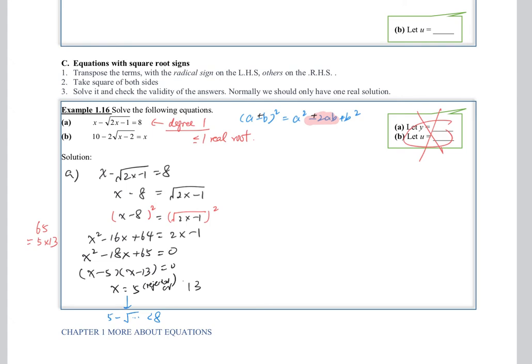And then 13, we have to also substitute on the left hand side. So 13 minus square root of 2 times 13 minus 1, that means 25, equals 8. So it is correct. So it means the answer is 13. So let me tidy up the work. Alright, so let me give you another important note of this one.